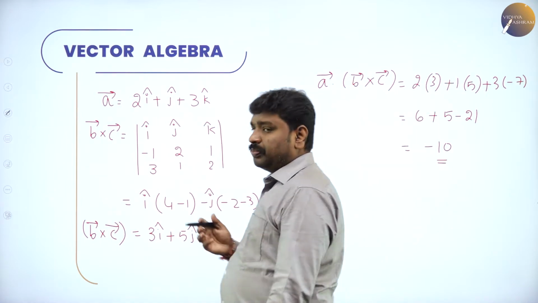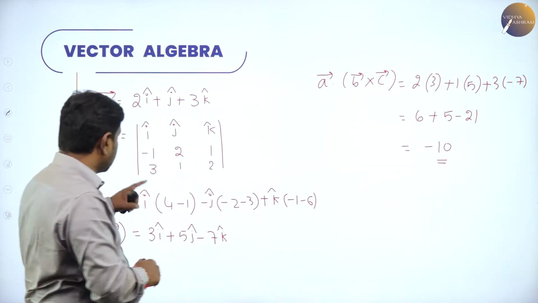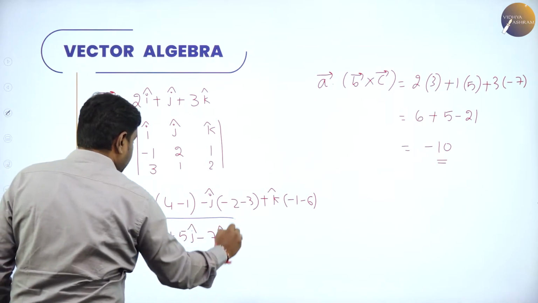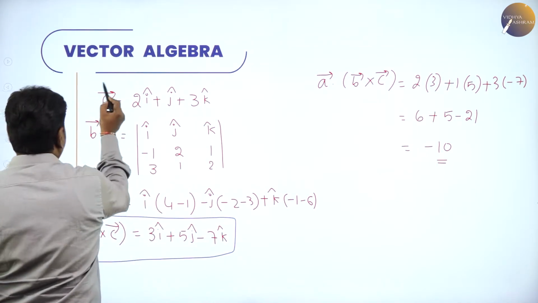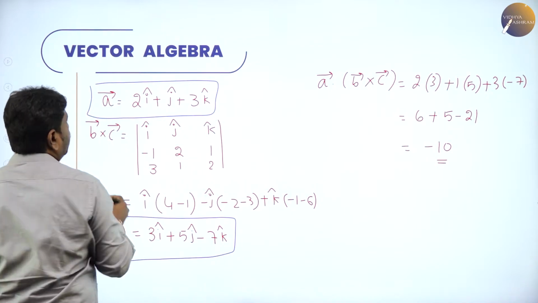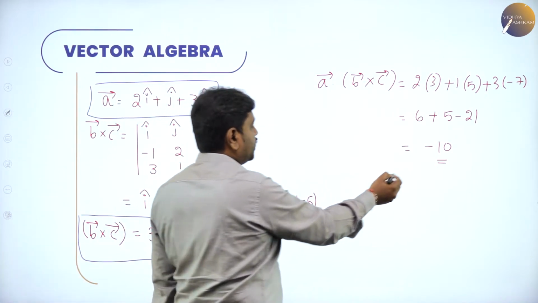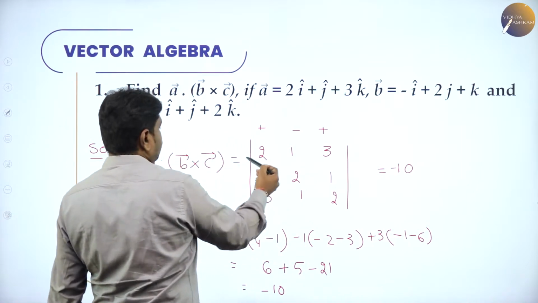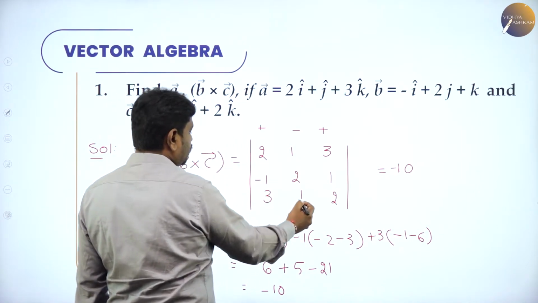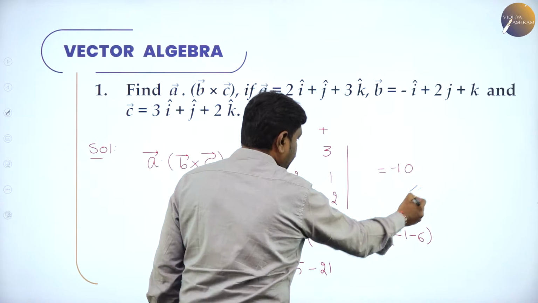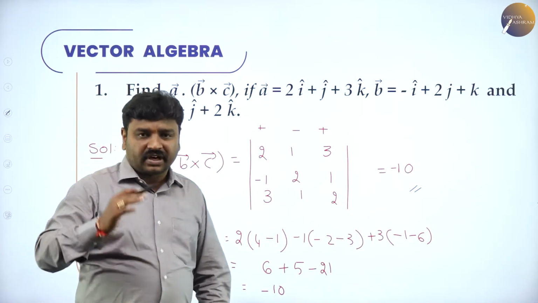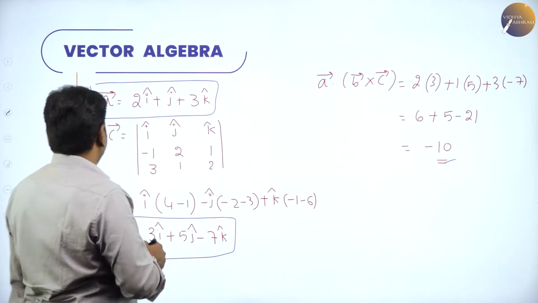So if you do by this method, first find B cross C. B cross C, you will get a vector. So this is B cross C vector and you have vector A. So find A dot B cross C, you will get minus 10. The other method, taking first row as vector A, second row as vector B, third row as vector C, if you expand again, you will get minus 10. So two methods, and this is better, easy and faster. Now we'll go to the next problem.